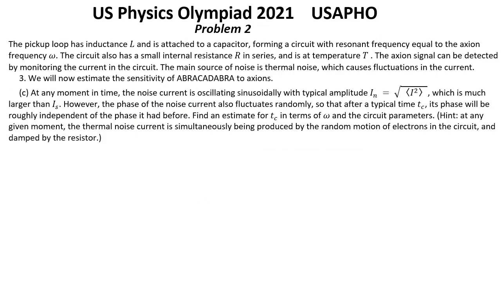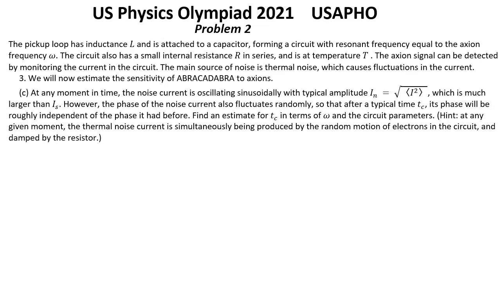Question C. At any moment in time, the noise current is oscillating sinusoidally with a typical amplitude In equal to the square root of mean I square, which is much larger than Is. However, the phase of the noise current also fluctuates randomly, so that after a typical time Tc, its phase will be roughly independent of the phase it had before. Find an estimate for Tc in terms of omega and the circuit parameters. Hint: at any given moment the thermal noise current is simultaneously being produced by the random motion of electrons in the circuit and damped by the resistor.